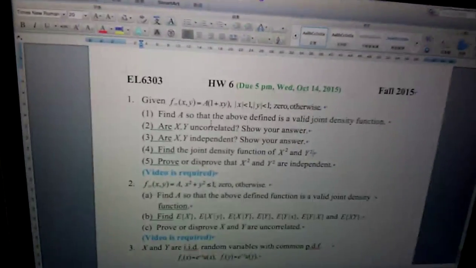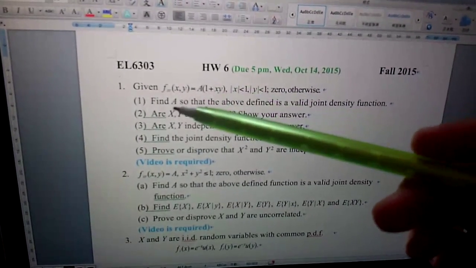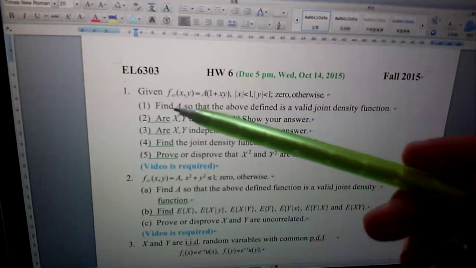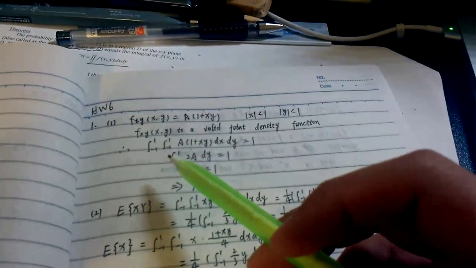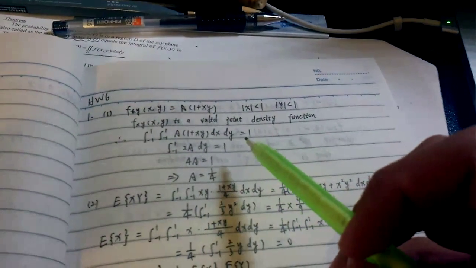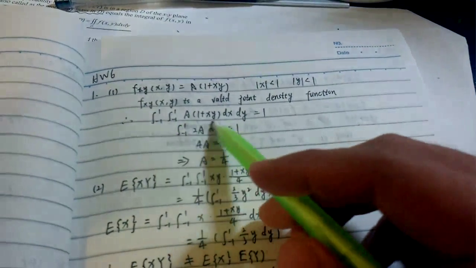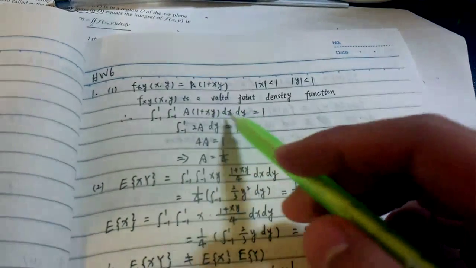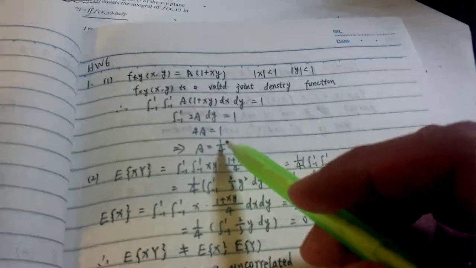Okay, let's see question 1. Given f(x,y) is this form, the first question is to calculate a. We know f(x,y) is a valid joint density function. That means the double integral of f(x,y) dx dy is equal to 1. That means we can get this equation and calculate it. We can get a is equal to 1/4.